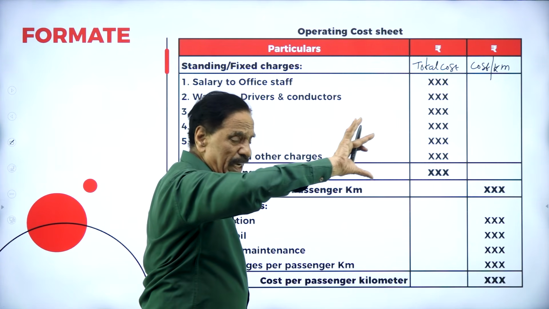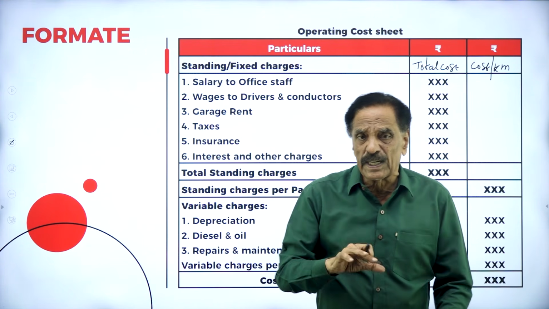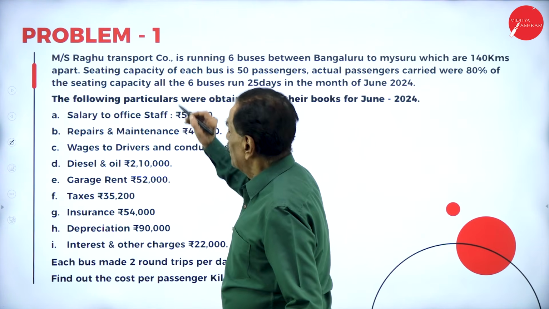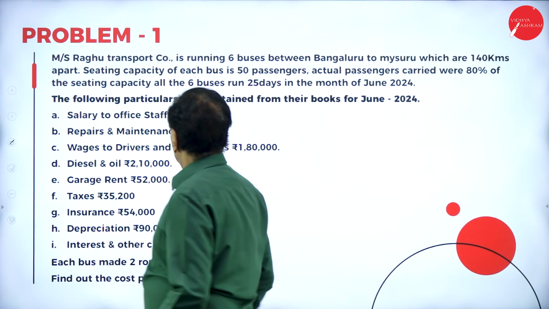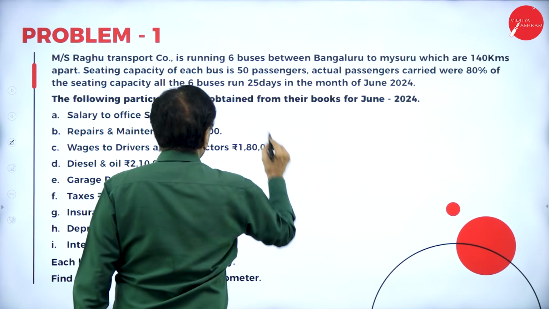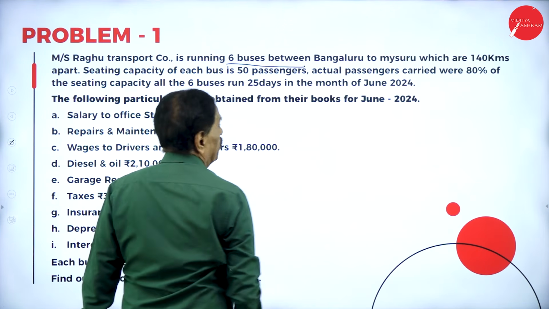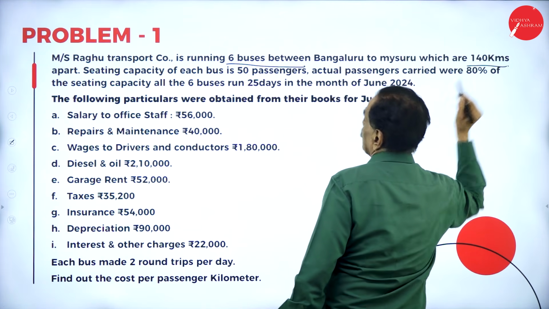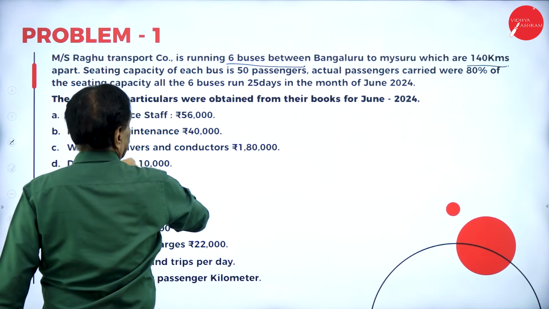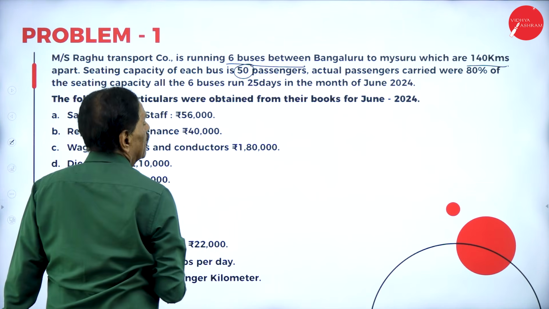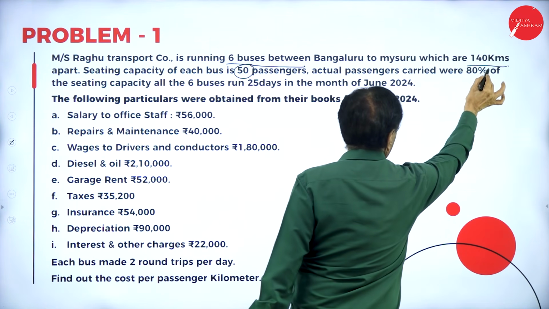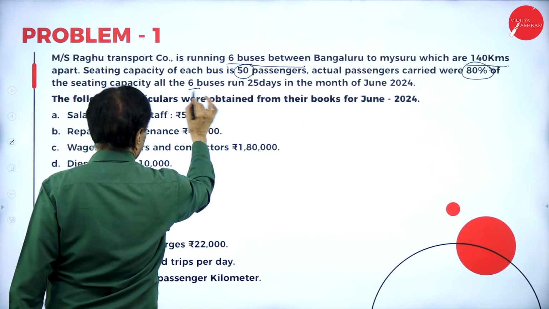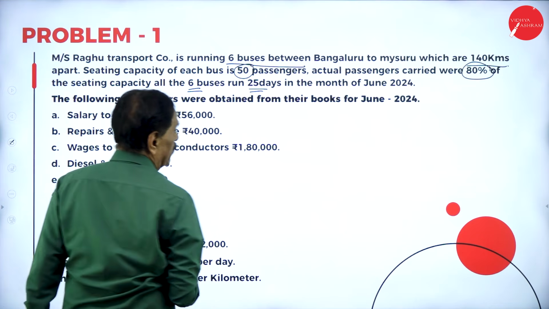So first you have to divide the entire expenditure into fixed and variable, and you have to calculate the passenger kilometers. We'll move to the problem now. Raghu Transport Company is running 6 buses between Bengaluru to Mysuru, which are 140 kilometers apart. Seating capacity of each bus is 50. Actual passengers carried were 80% of the seating capacity. All the 6 buses run 25 days in the month of June.